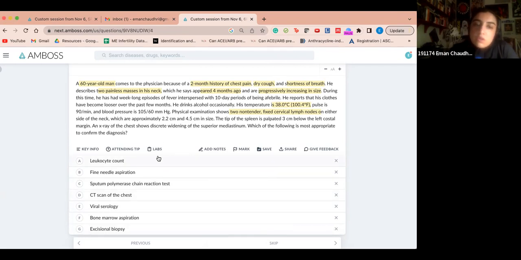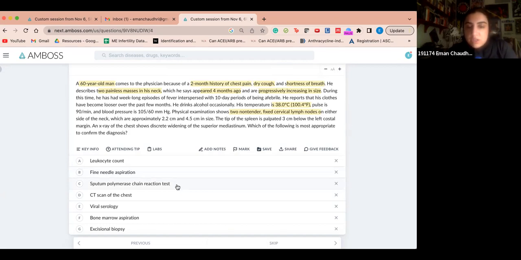So leukocyte count, why not? It doesn't confirm the diagnosis, right? It'll tell you, yeah, there's a problem, but it doesn't confirm what the diagnosis is. Fine needle aspiration, you never do that. Never ever do that. We literally learned this last week in our HEM-ONC rotation. You never do a fine needle aspiration for a lymph node that is giving the picture of malignancy.